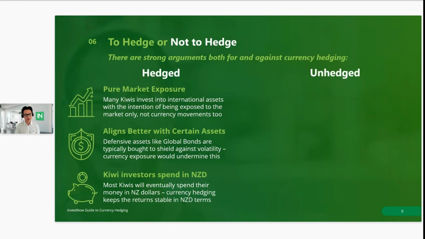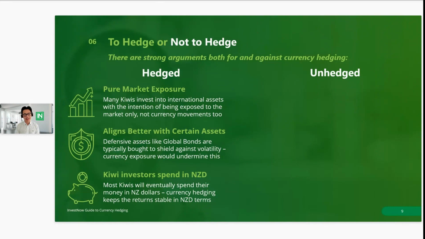Probably the last reason you may want to consider a hedge fund is because as Kiwi investors, we tend to ultimately spend our investment returns in the New Zealand dollar. Whether it's spending for retirement, for groceries, or for our child's education, a lot of it would always be done in New Zealand dollar terms. So from an investment perspective, having a currency hedge fund would keep the return stable in NZD terms. You can rest assured that, when you come down to retirement, you will be able to get the asset goal that you wanted, and that will be stable from a New Zealand dollar perspective.